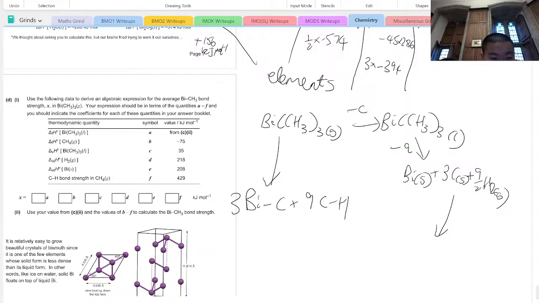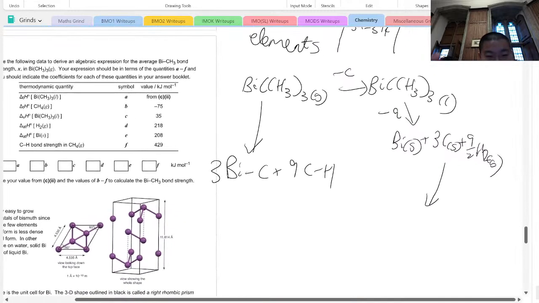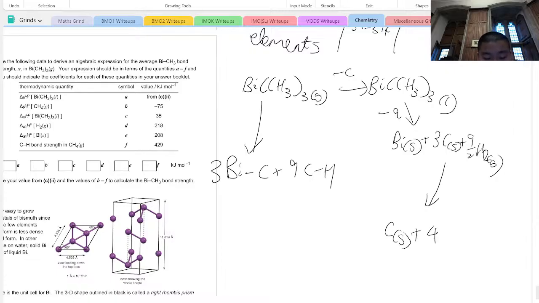Okay, the enthalpy of formation of CH4. So C solid plus 2H2, blah blah blah.